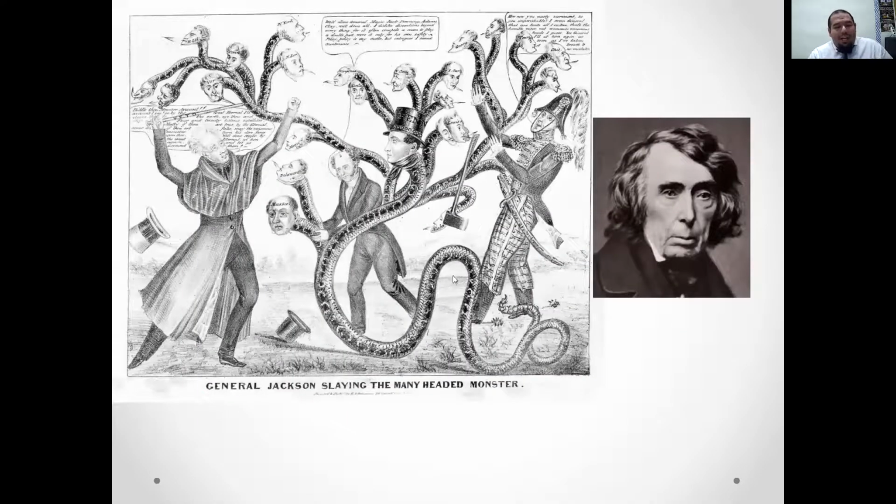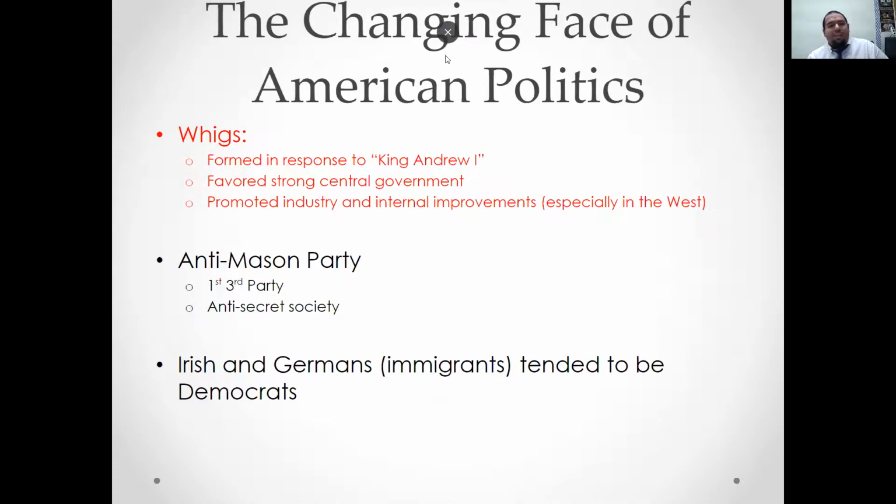Andrew Jackson, in his attempt to destroy it, called the Bank of the United States a seven-headed hydra. If you think back to the myth of Hercules and the hydra, every time you cut off a head, one more grows. So Andrew Jackson is trying everything to kill the Bank of the United States, and that's Roger B. Taney. So, changing the face of American politics.